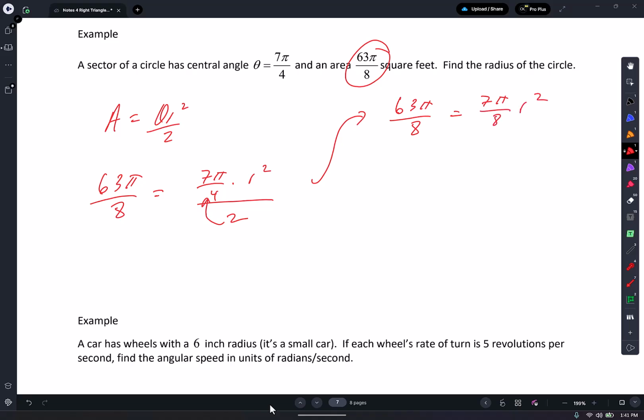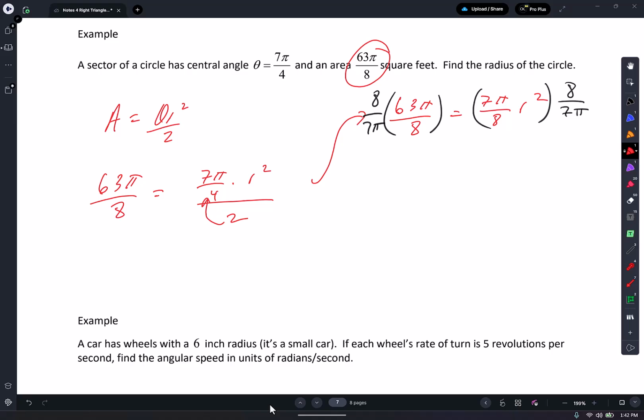Are we okay? Okay. Old Chavez used to tell you guys to just, oh look, there's an 8 in the bottom, cancel them out, 63 pi equals 7 pi r squared. But not that I've seen the light or anything, I just think you guys see it easier. New Chavez does this. To isolate r squared, you multiply by the reciprocal. So you're going to go times 8 over 7 pi. Whatever you do to one side, you do to the other. 8 over 7 pi. I think that's better for you guys because I don't want you to become robots. So when you do that, this 8 cancels out.